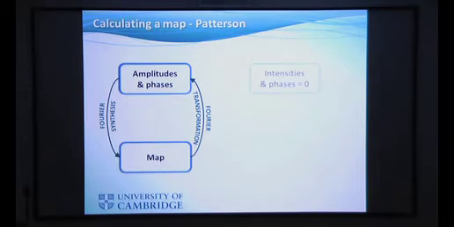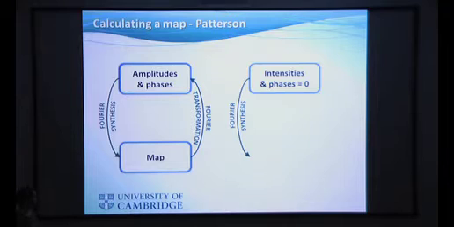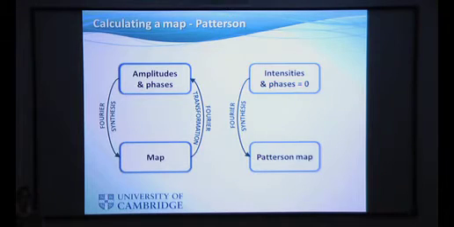However, at the beginning of our experiments, we only have measured intensities, which are proportional to the amplitudes, and we don't know anything about the phases. So we set the phases to 0. If we now do a Fourier synthesis, we'll get a so-called Patterson map. What does it look like?